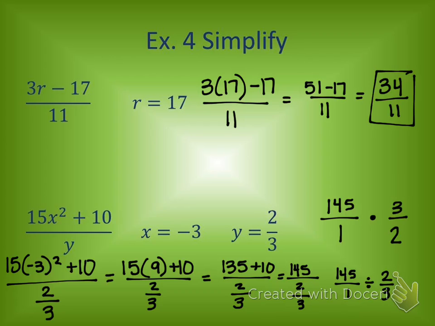Is there anything I can simplify? No. So I just multiply. What's 145 times 3? 435. What is 1 times 2? 2. Can I reduce this fraction? Nope. I could change it to a mixed number if I wanted to, 217 and 1/2, but I don't have to. I could leave it. It's 435. Sorry. Sometimes I get a little bit of dyslexia, I think. Okay? 435. That makes a little more sense. So that is how we would do lesson 2.7, dividing by fractions.